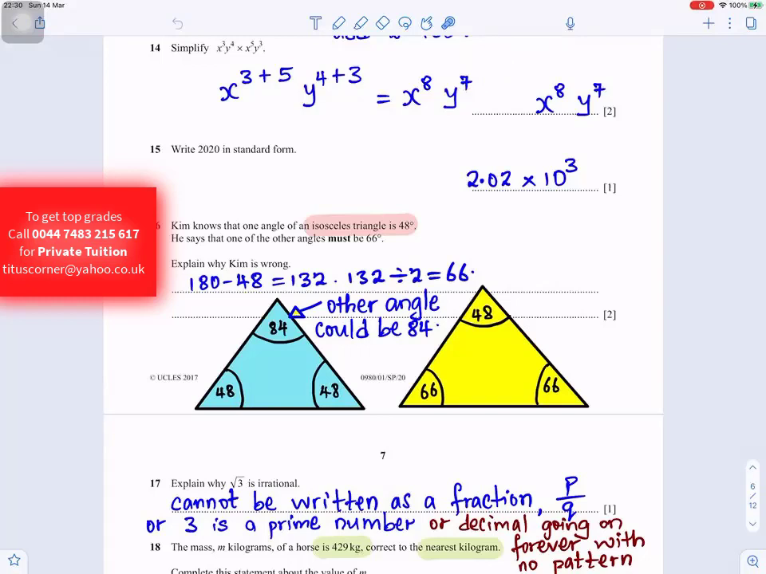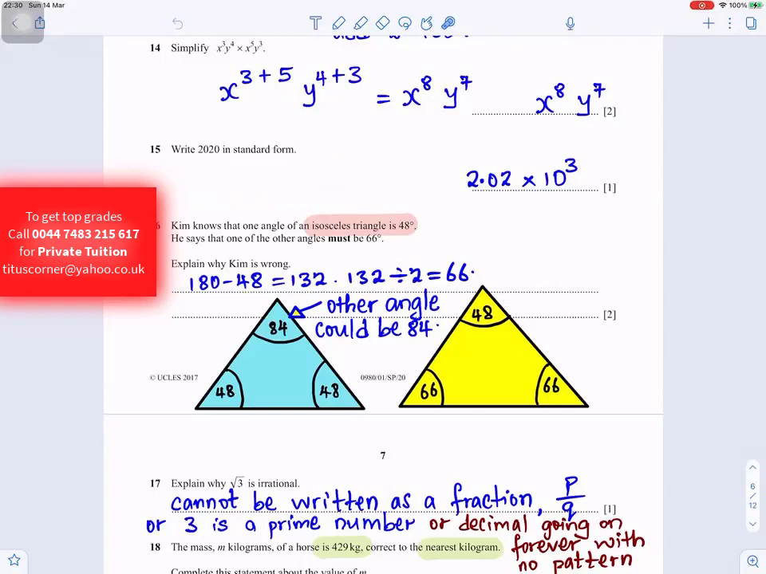Question number 15. Write 2020 in standard form. Standard form, the decimal point goes after the first number, so you put it after the 2. So it's 2.02 times 10 to the power 3. Because from 2.02 you're moving the decimal 1, 2, 3 places. So that's why you get 10 to the power 3.